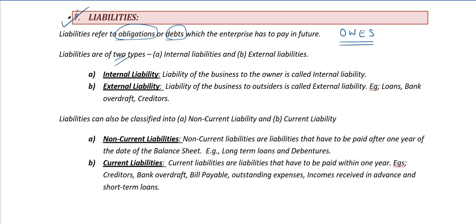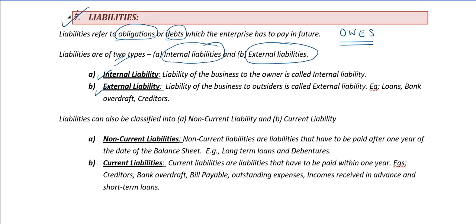Liabilities are of two types. First one is internal liability and the next one is external liability. An internal liability is the liability of the business to the owner. We've already seen under business entity concept, the amount invested by the owner in the business is a liability from the point of view of the business, a liability of the business towards the owner. So this liability of the business towards the owner, to the extent of the capital which is invested by the owner, is called internal liability.